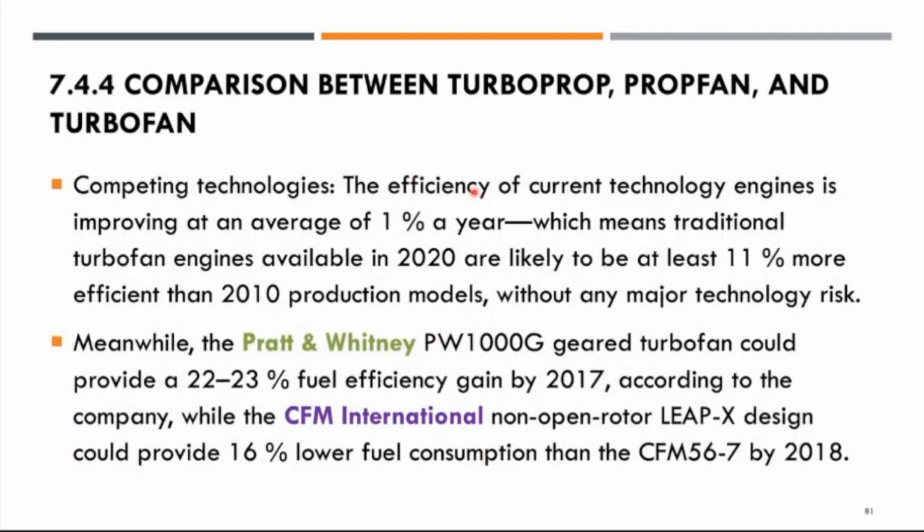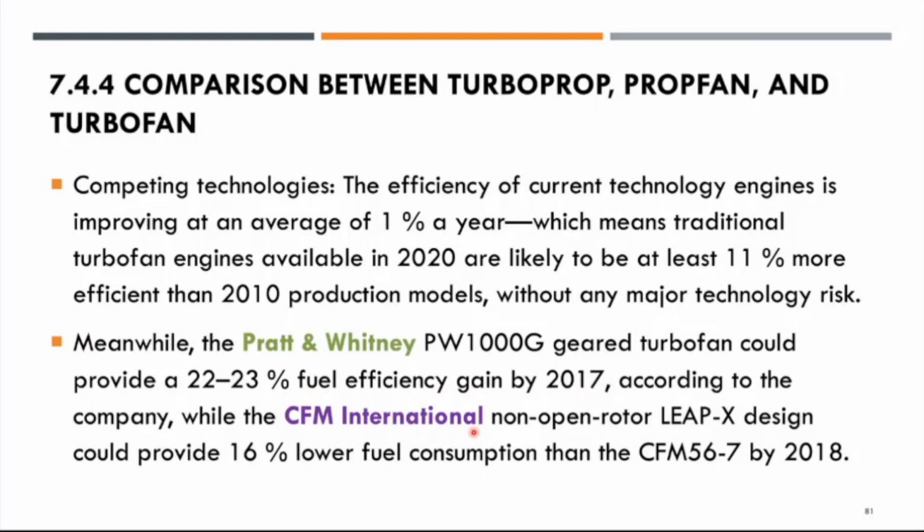Competing technologies, such as the efficiency of current engines, is improving at an average of 1% per year, which means traditional turbofan engines available in 2020 are likely to be at least 11% more efficient than the ones produced earlier, like in the 2010 production models, without any major technology risk. Meanwhile, Pratt & Whitney produces the PW1000G geared turbofan that could provide a 22 to 23% fuel efficiency gain by year 2017. According to Pratt & Whitney, that is what is being claimed by them.